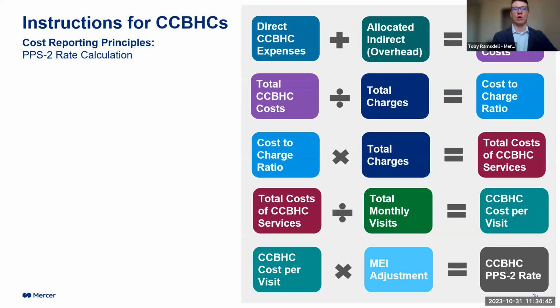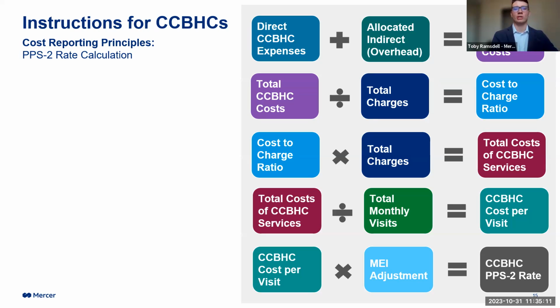So you can see that all direct CCBHC expenses are included in the rate calculation. That'll be in the numerator. Allocated indirect costs, we'll go into indirect cost allocation later. But for now, just know that those costs are allocated. So a portion of those costs that is allocated to the CCBHC is included in the total CCBHC allowable costs.